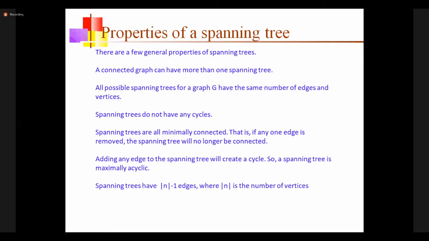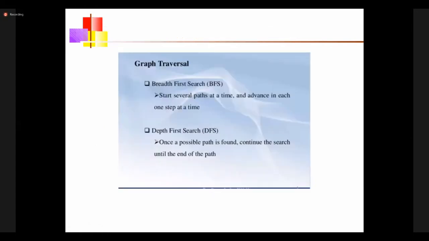Adding an edge to the spanning tree will create a cycle, because if you add one more edge, definitely it will create a cycle. So it is not a spanning tree. So in a spanning tree we have n minus 1 edges, where n is the number of vertices. These are the properties of spanning tree. So, traversal.